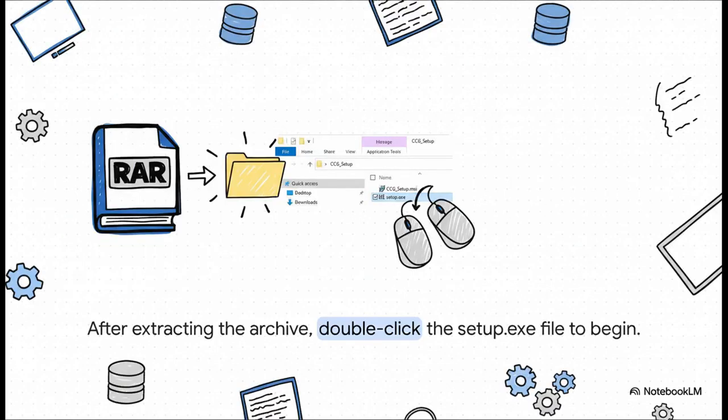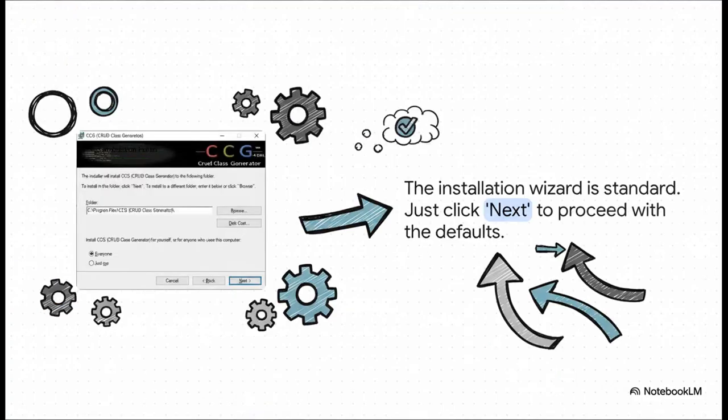All right, once that's finished downloading, use whatever tool you like, WinRAR, 7-zip, you know the deal, and extract the contents. You'll get a new folder, and right inside, there it is, setup.exe. Just give that a double click to get things started. The installation wizard is completely standard. Nothing tricky here. You can just hit Next all the way through. It's as simple as that.